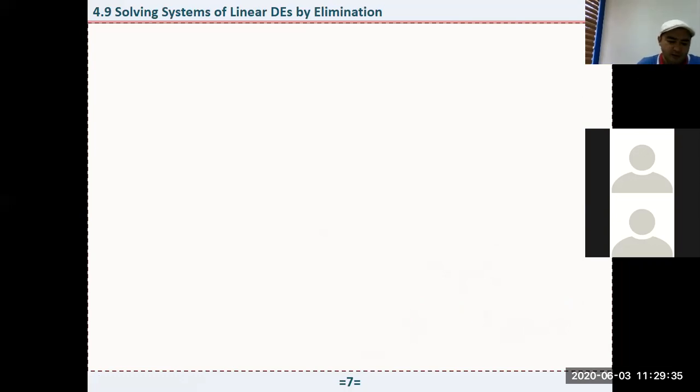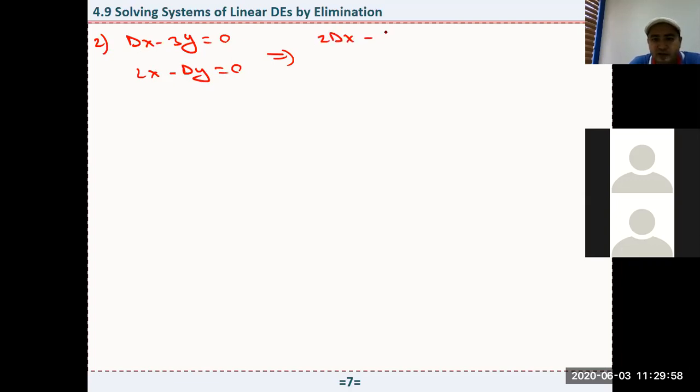All right. So our equation is, now we need to find y, right? So that is dx minus 3y is equal to 0. And the second one is 2x minus dy is equal to 0. So now I'm going to eliminate x so that I can get y. Here I should multiply by 2. So here we have 2dx minus 6y is equal to 0. And multiply by d: 2dx minus d squared y is equal to 0.